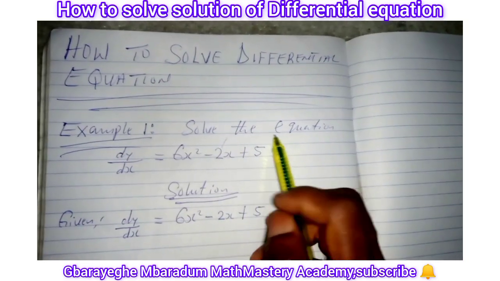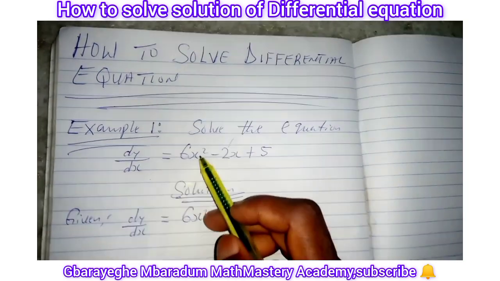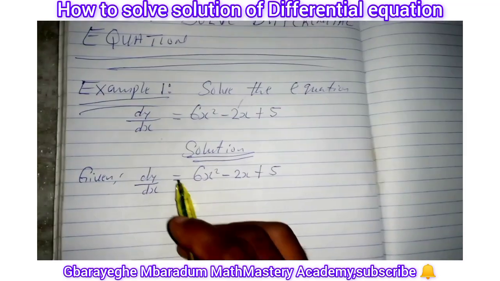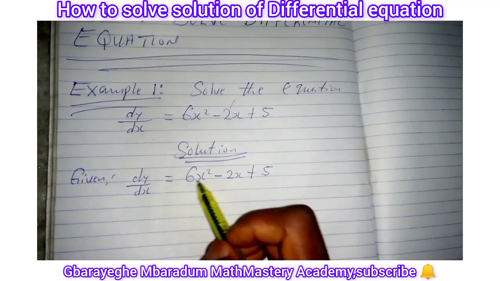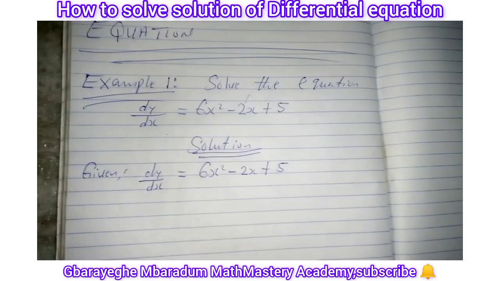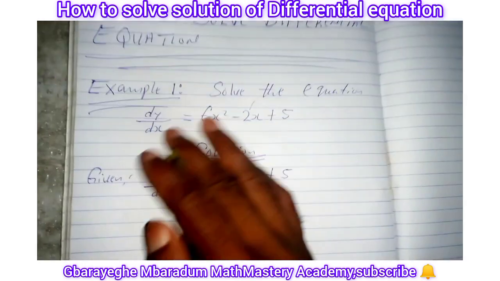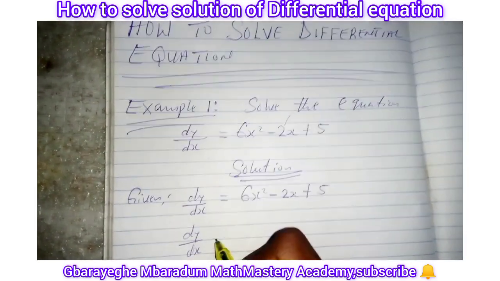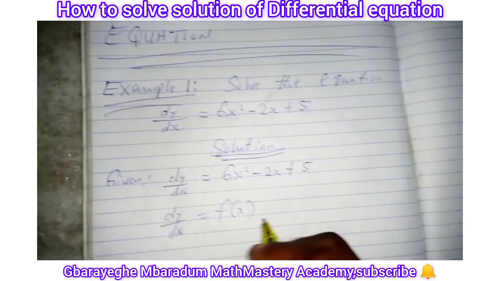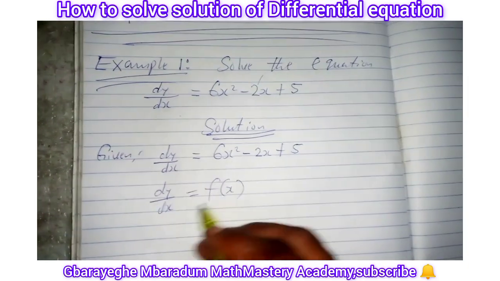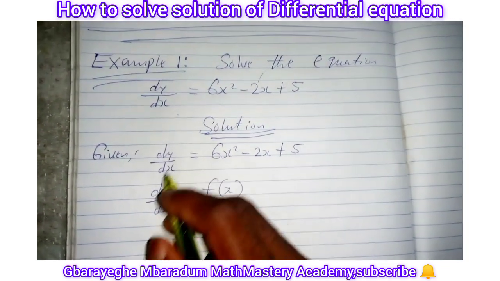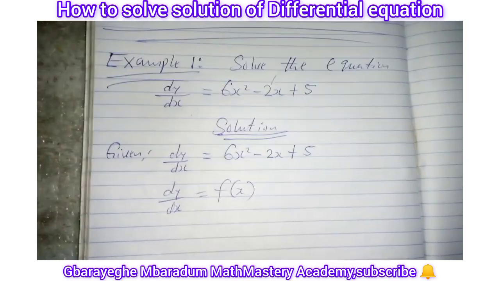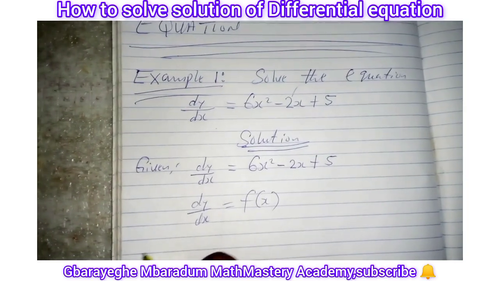Example 1. Solve the equation dy over dx equals 6x squared minus 2x plus 5. Solution. Given dy over dx equals 6x squared minus 2x plus 5. Note that today we are looking at equations of this form, dy over dx equals f of x. If we can put our equation in this form, it will be very easy for us to integrate. This question number 1 is in this particular form. So let's look at how to solve it now.